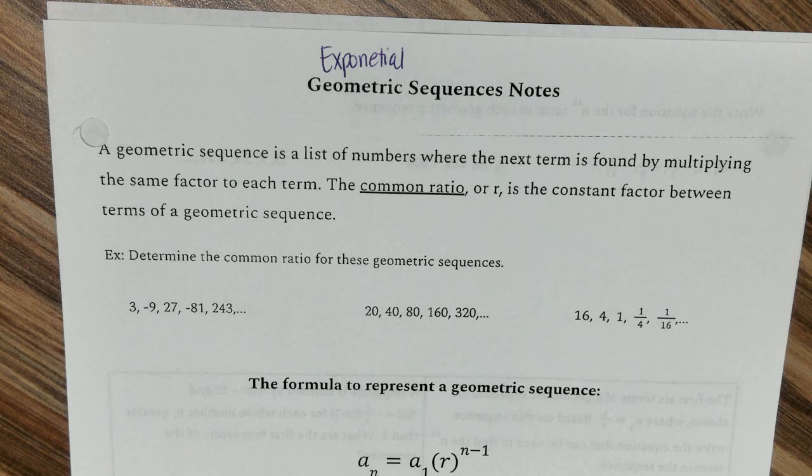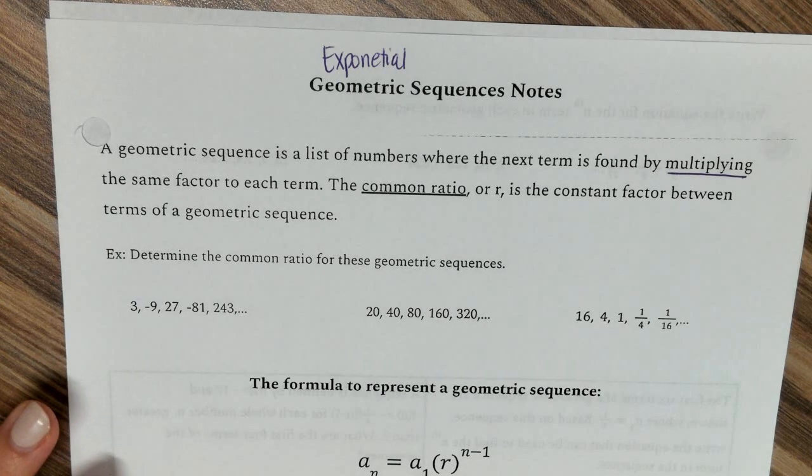What is a geometric sequence? Well, number one, it's an exponential function. It is a list of numbers where the next term is found by multiplying the same factor to each term. They call that number that they multiply by the common ratio. So no common difference today. We're going to have a common ratio. Meaning, what are you multiplying by to get from one term to the next? It is the constant factor between the terms of a geometric sequence.